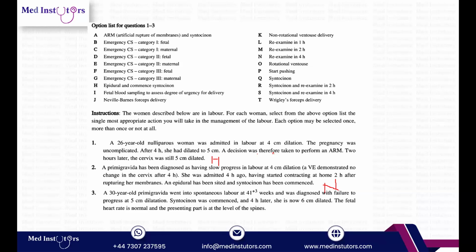A 30-year-old primigravida went into spontaneous labor and was diagnosed at 41.3 weeks. She was diagnosed with failure to progress at 5 centimeter dilatation. Syntocinon was commenced, and 4 hours later, she is now 6 centimeters dilated. The fetal heart rate is normal, and the presenting part is at the level of the spines. So, out of all of this, what is the best that you can do?